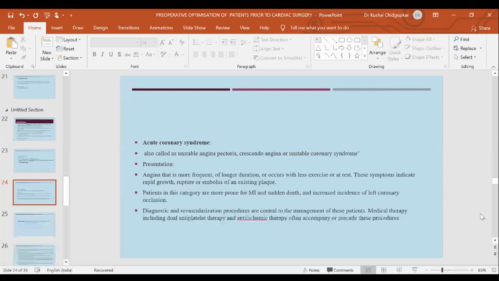Okay, go on. So it is also called unstable angina pectoris, unstable coronary syndrome, or crescendo angina. And the presentation is angina that is more frequent or of longer duration or occurs with less exercise or at rest. These symptoms indicate rapid growth, rupture, or embolus of an existing plaque. Patients in this category... this patient had symptoms for 8 months, Dr. Gargi. Patient had breathlessness for 8 months.